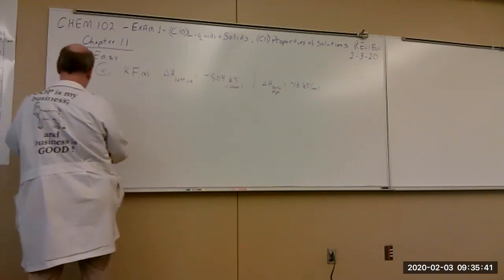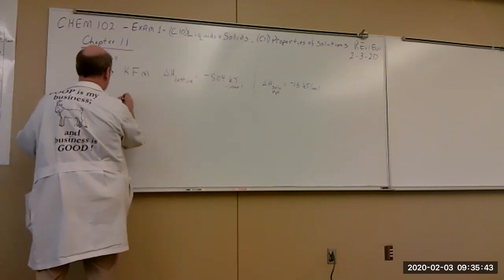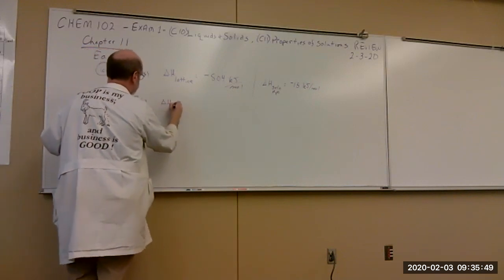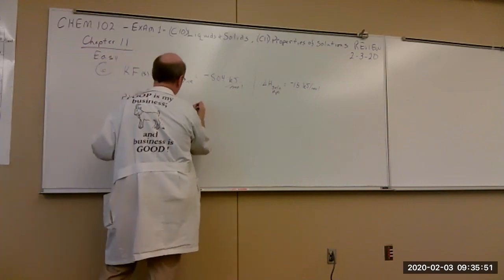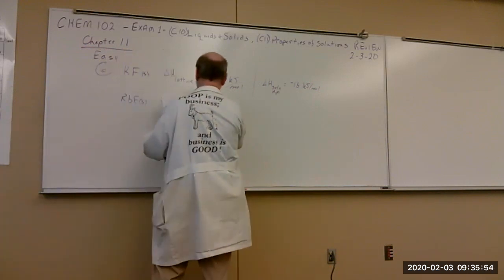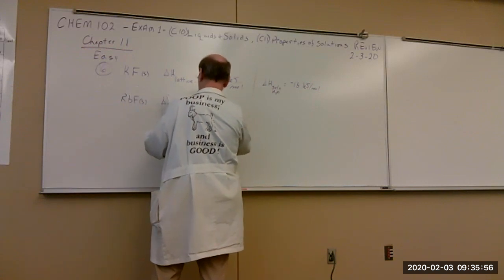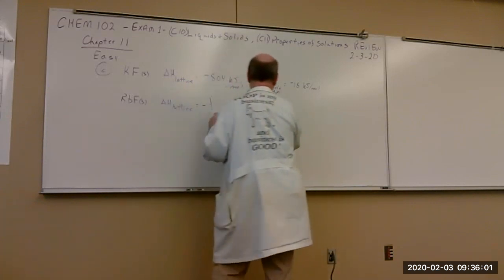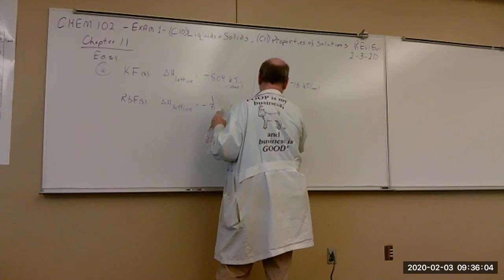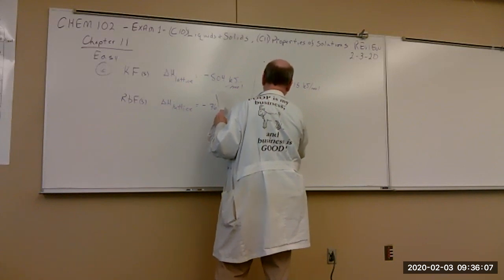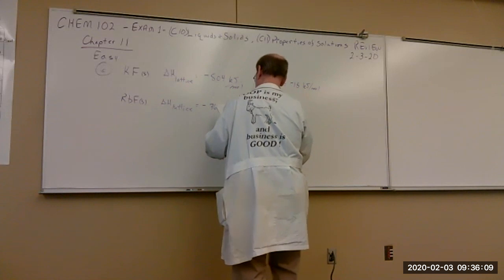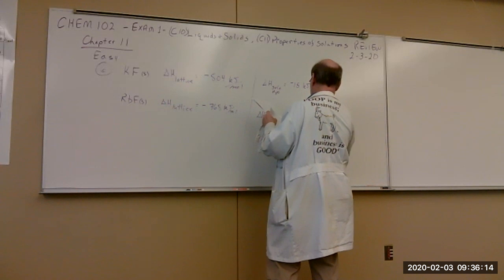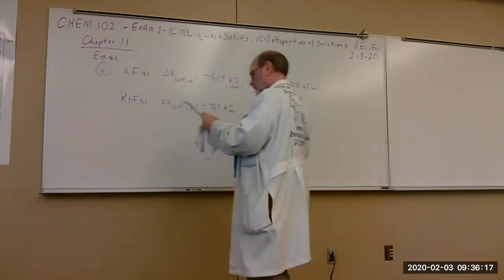And the other is rubidium fluoride. It has a lattice energy of negative 768 kilojoules per mole. And the heat of solution in water of minus 24. Okay.